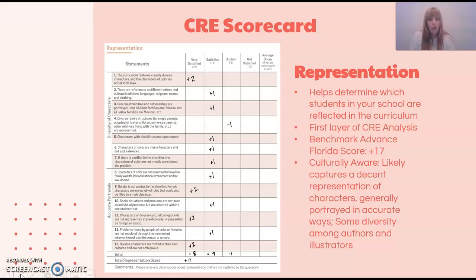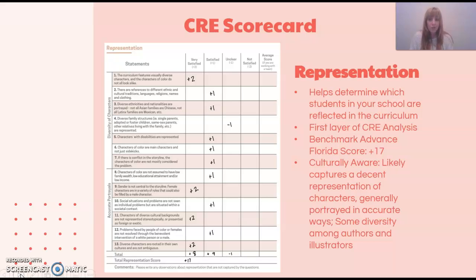Benchmark Advanced Florida scored a positive 17 when I did this scorecard with the curriculum. It was actually very easy because Benchmark Advanced gives you a spreadsheet of all of the titles and authors and characters that are used within the curriculum for each grade level. So I was easily able to see each text that they give you to teach with and what type of character is in it and whether or not it uses stereotypes or different ethnicities.